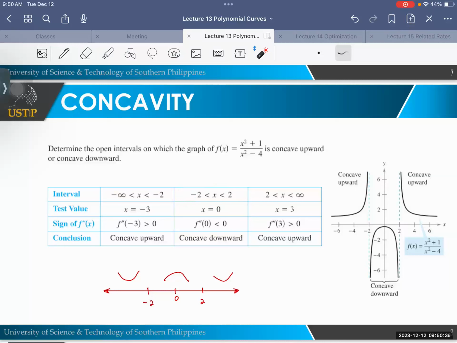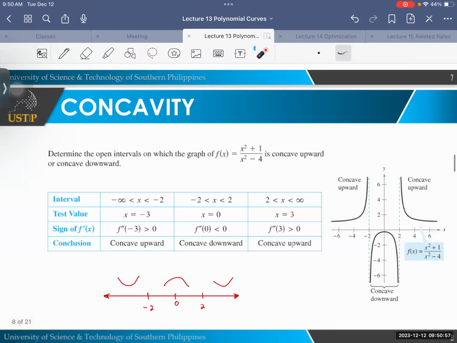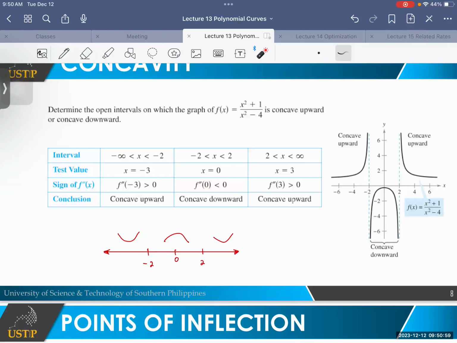So same like sa una, we get test value sa first interval, negative 3. We get a positive value. Okay, so conclusion na to is concave upward. And then second interval, atong gikuha nga value is 0. So f double prime of 0 is a negative value, that is concave downward. Okay, again ha, di rin na siya i-input sa second derivative nga expression. Okay, third interval, we have 3 atong value. So f double prime of 3 is a positive value. So concave upward siya. Okay, so kanina, mga sign, guide rin na to para ma-visualize. But the real graph is this.